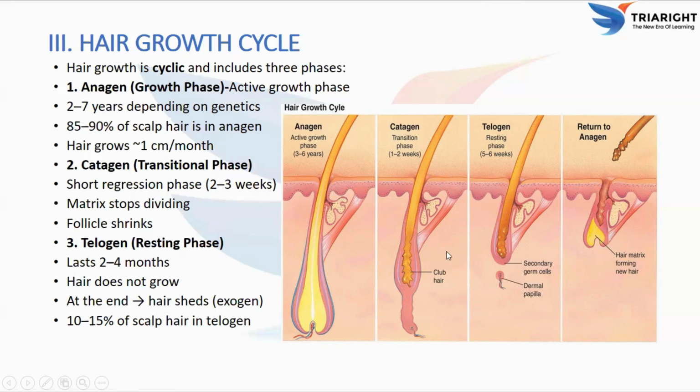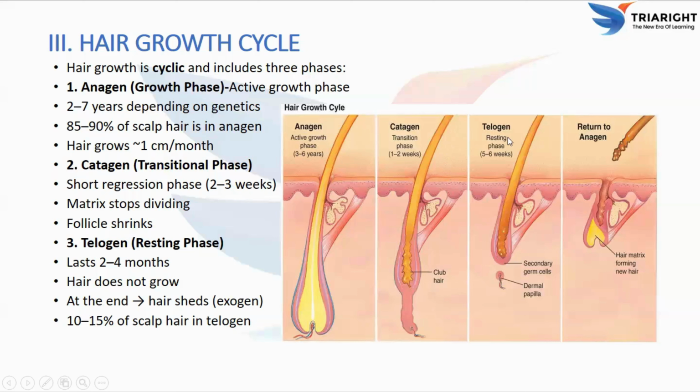Catagen phase. This is a short transition between growth and rest. It lasts 2 to 3 weeks, very short compared to anagen. The hair matrix stops dividing, the follicle shrinks and detaches from the dermal papilla. This produces what is called club hair, which is a hair that is no longer growing. You can clearly see in the picture the club hair. This is no longer growing, right?